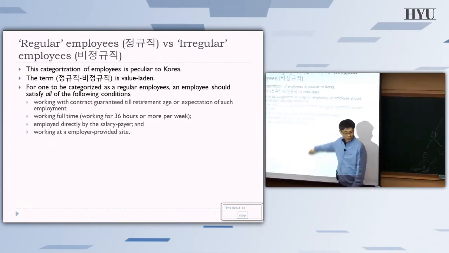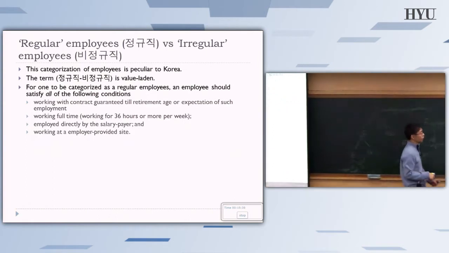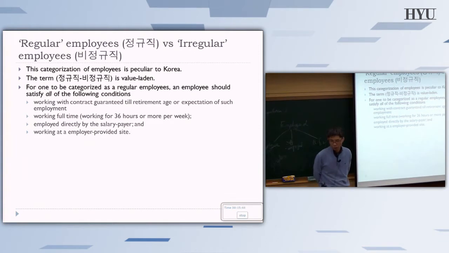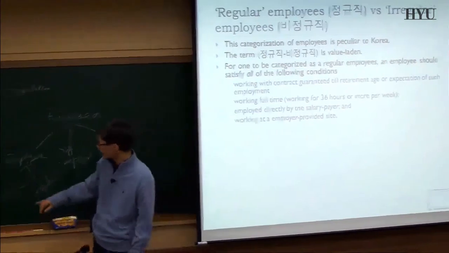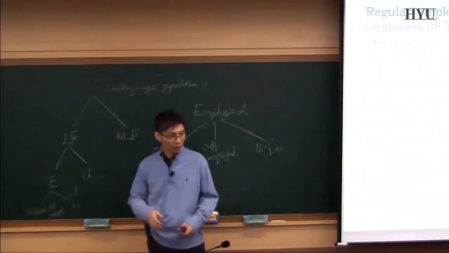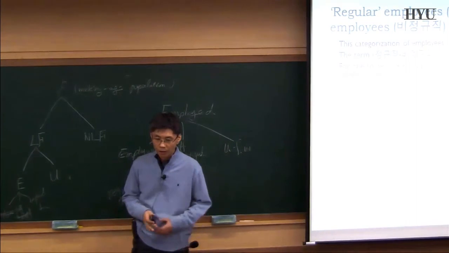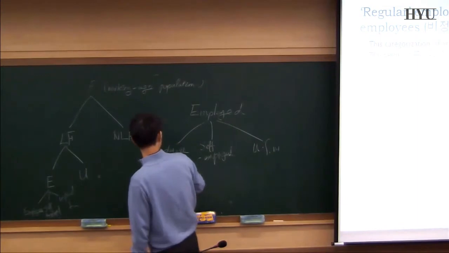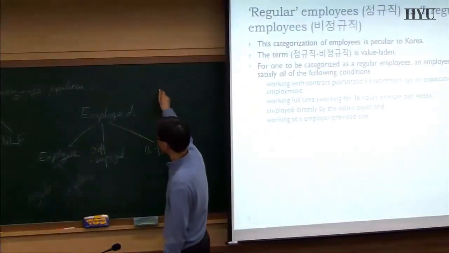Okay. One, the person should have a contract with guaranteed retirement age, or an expectation of such employment. So basically this person should have a contract that lasts until the retirement age. For example, say you have a contract for 3 years. Then you are actually a permanent employee, right? We have these permanent employees.